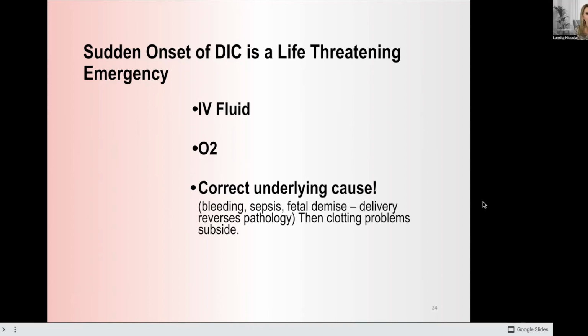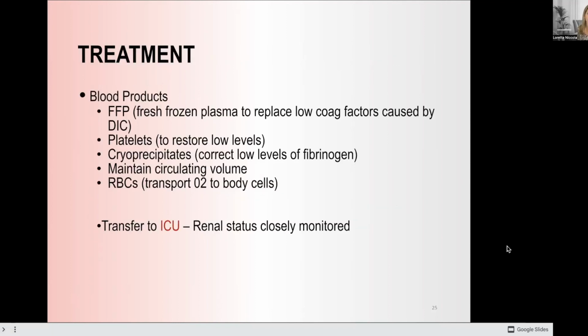And O2, most definitely, get as much oxygen concentrated in the circulating blood as possible to get to her organs, and then correct the underlying cause. So correct the bleeding, correct the sepsis, correct the fetal demise. Well, the only way to correct a fetal demise is to get it delivered, or D&C. So it reverses this pathology. It will reverse the DIC pathology, and the clotting will resolve.